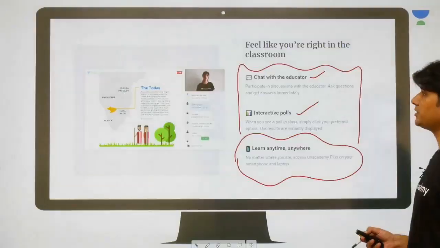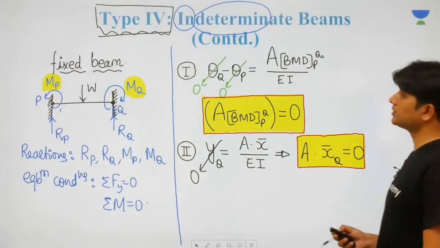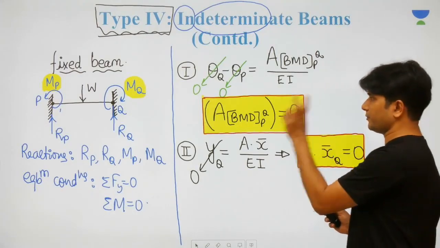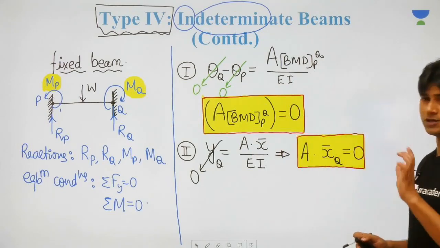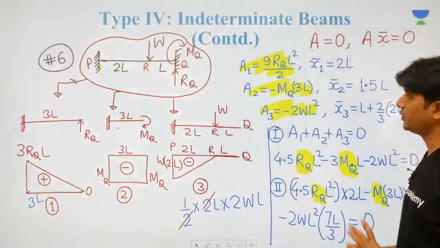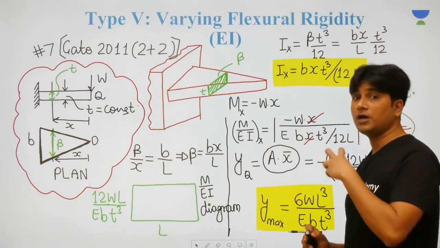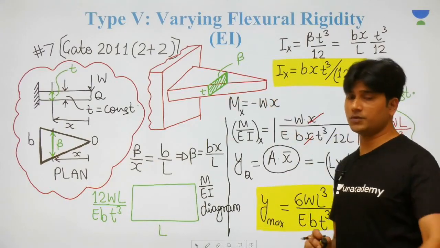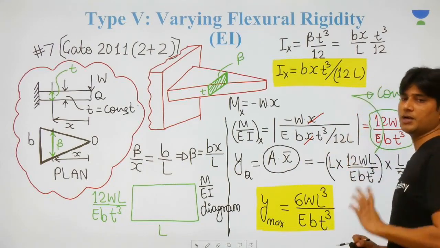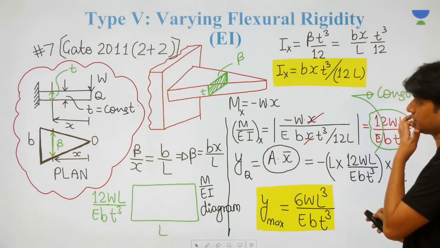All right, so guys, let's wind up this session for today. I hope you enjoyed the session as much as I enjoyed. Let me quickly recapitulate. If it is a fixed beam problem, please do remember these two conditions: area under the bending moment diagram is equal to 0 and area into x bar is equal to 0. And then, for variable flexural rigidity, wherever the beam's cross section is varying continuously, for such problems, please do remember the moment area method only is going to help you. And using the moment area method, we solved this particular problem.